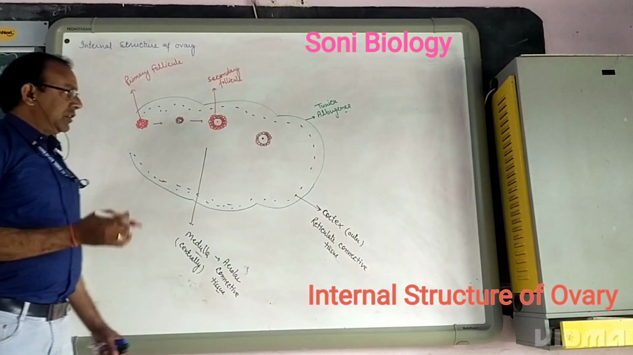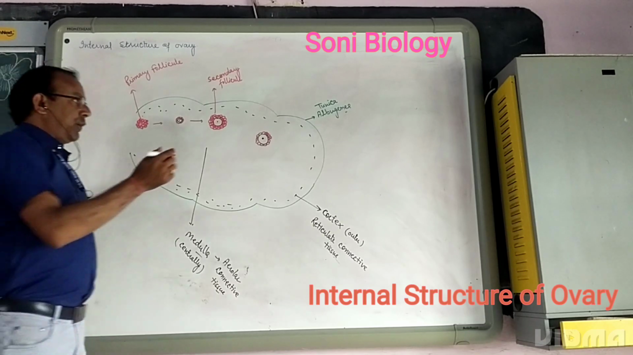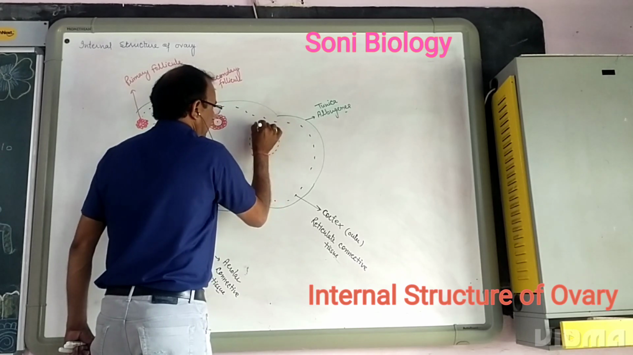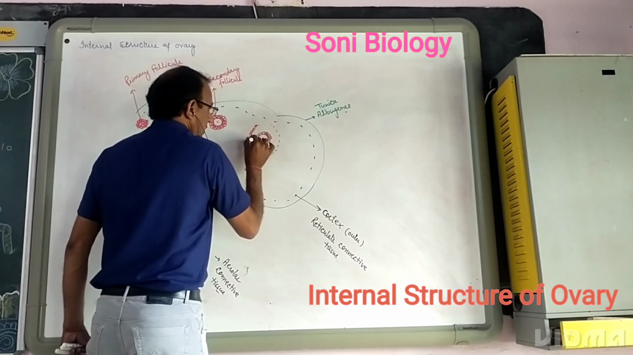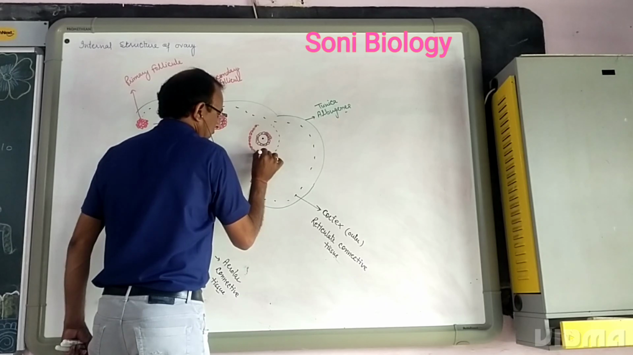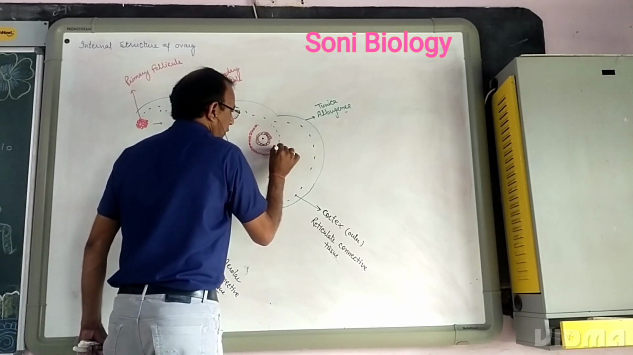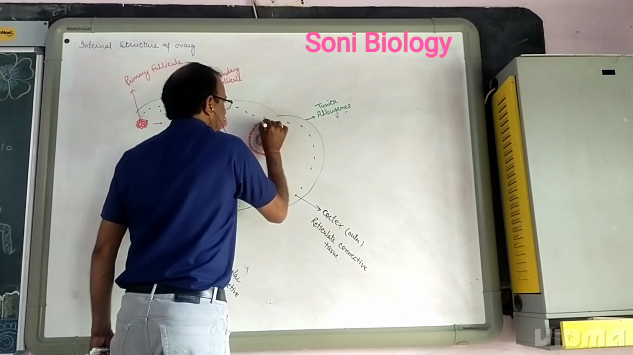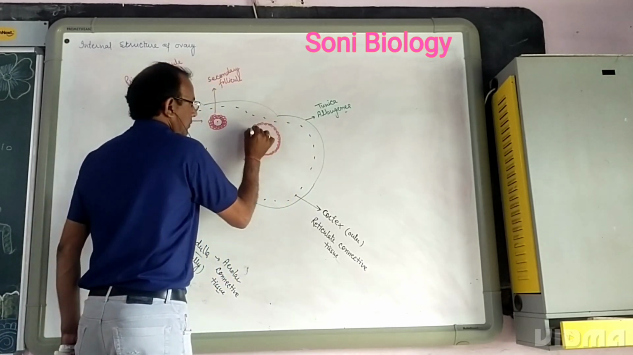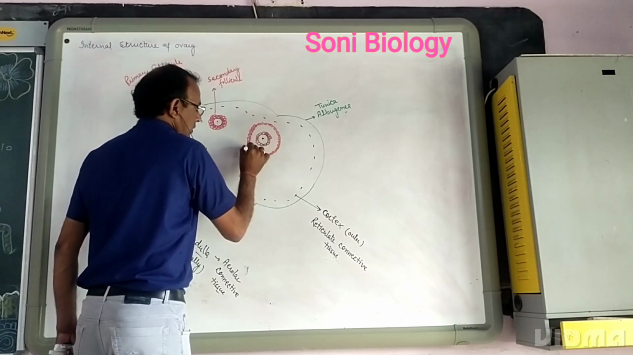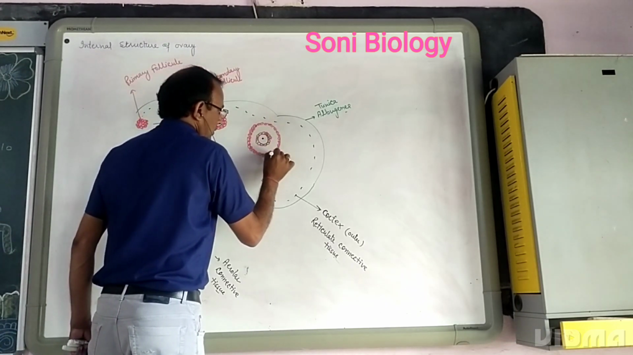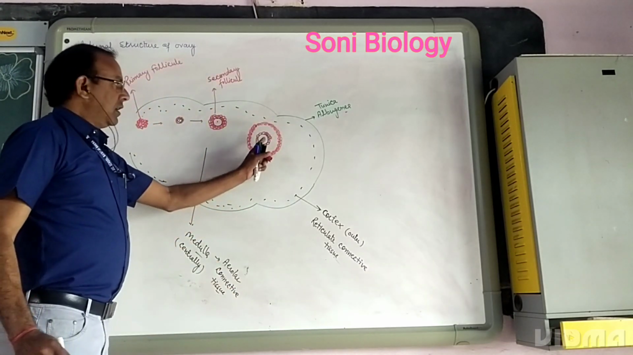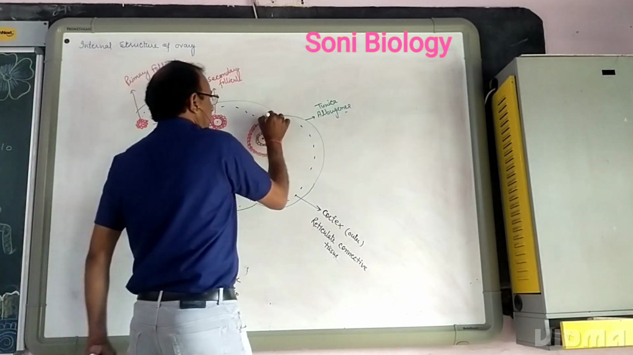More follicle cells also make a protective layer, forming a cavity, a crescent-shaped cavity. This secondary follicle again changes into a tertiary follicle.